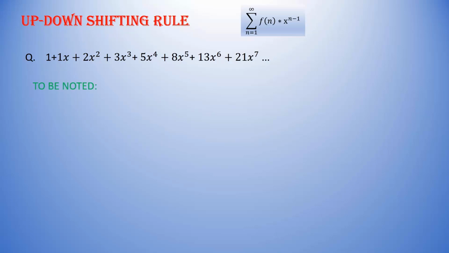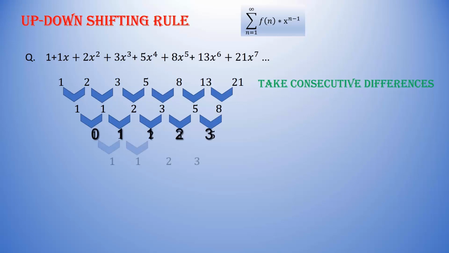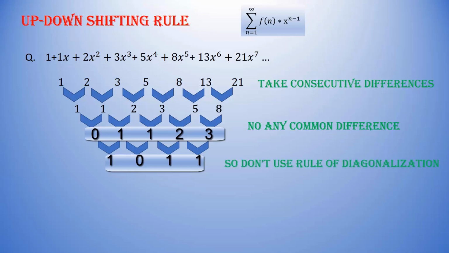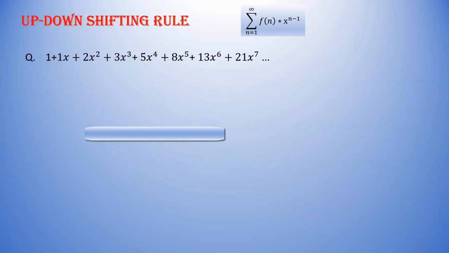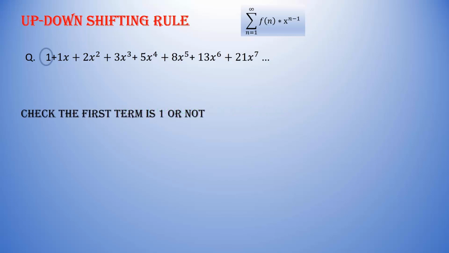Before using this rule, the question is, can we use the rule of diagonalization here? Let's extract the coefficients of variable x, and take consecutive differences between them. Note that you can never get a common difference in this type of sequence in spite of going through several steps, hence we don't use the rule of diagonalization here. Before using the up-down shifting rule, check whether the first term is 1 or not. If it is 1, it's okay.